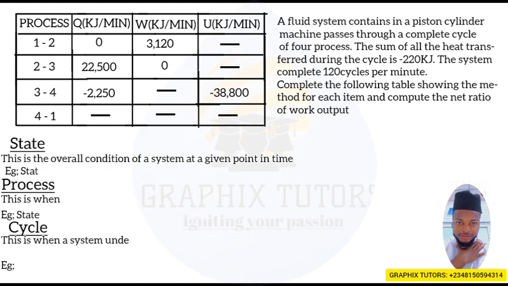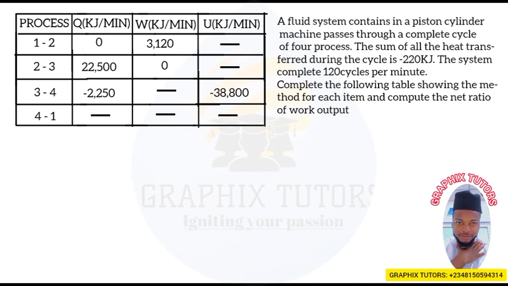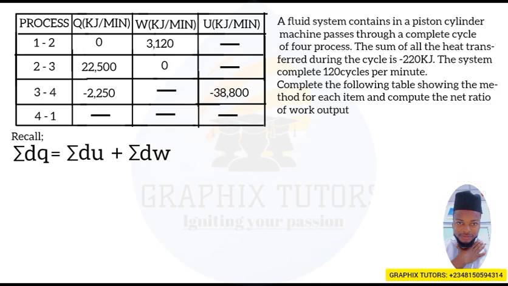So for you to look for the net ratio of work output, we need to fill in the gaps in the table. We'll start with the first one here, which is the heat. We recall that the total heat input is equal to the change in internal energy plus the work done. The total heat input is the total internal energy plus the total work done. I will term that equation 1.